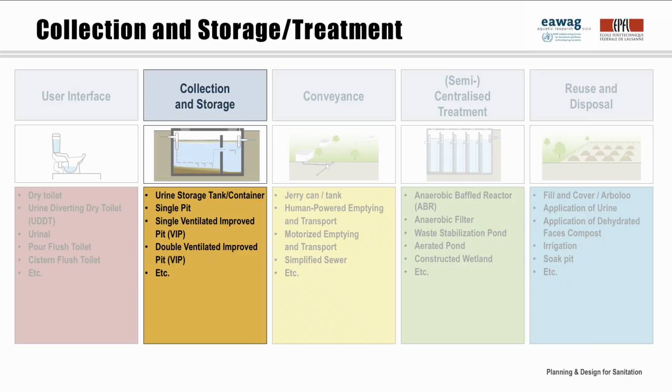In the last module, we looked at the different user interface technologies and how they function. Now we will move on to the second functional group and see how the output products of a user interface can be collected, stored, and/or treated on-site.